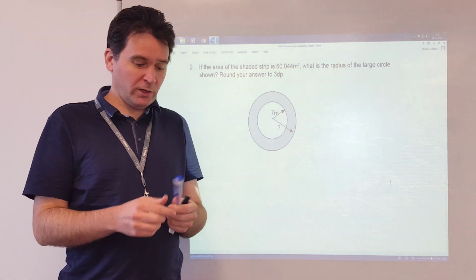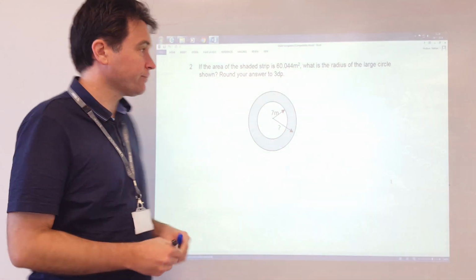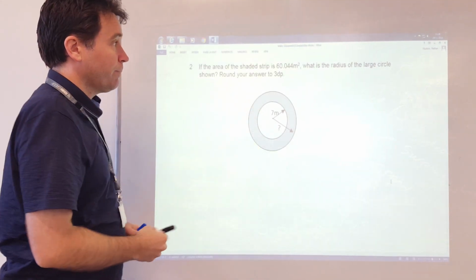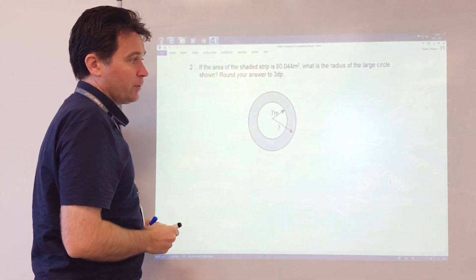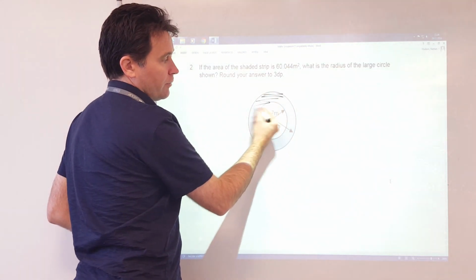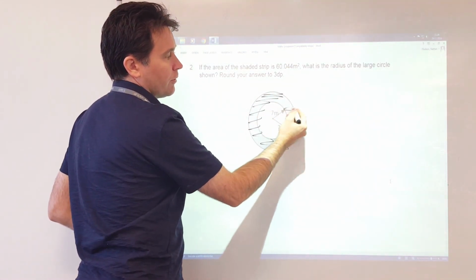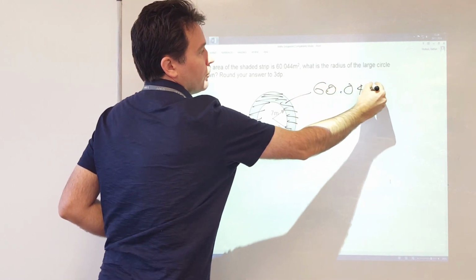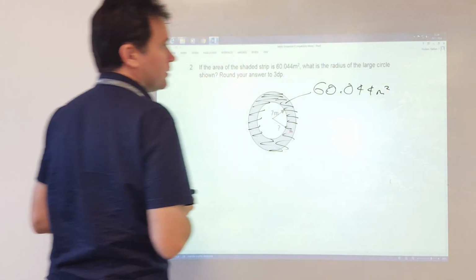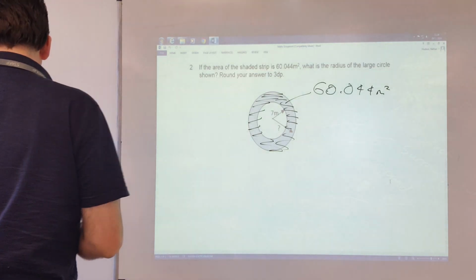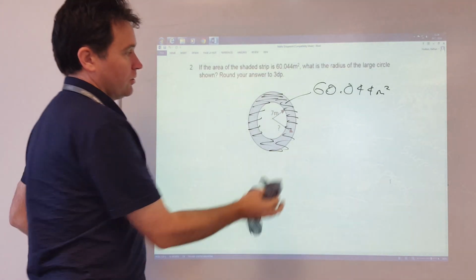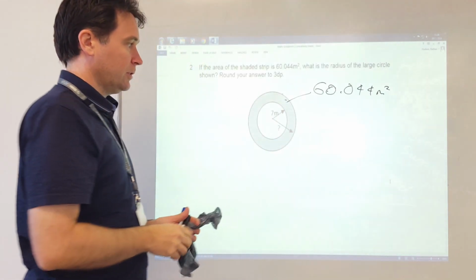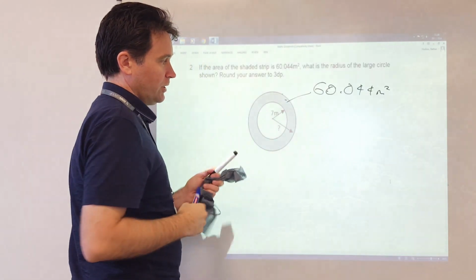Okay, let's have a look at a practical transposition question. This is a view from above looking down. It says if the area of the shaded strip, so the area of this bit, is 60.044 metres squared, what is the radius of the large circle? So this radius here.